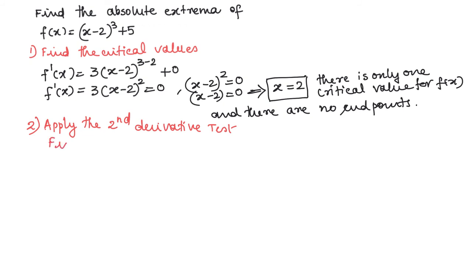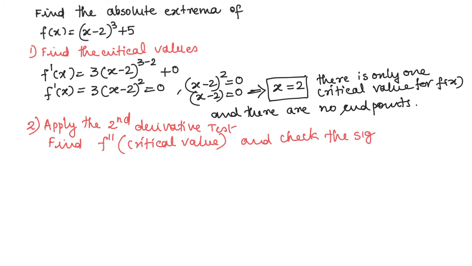Find f double prime of the critical value. And after finding this, we are checking the sign. It can be positive, negative or 0. If it is 0, the test fails.